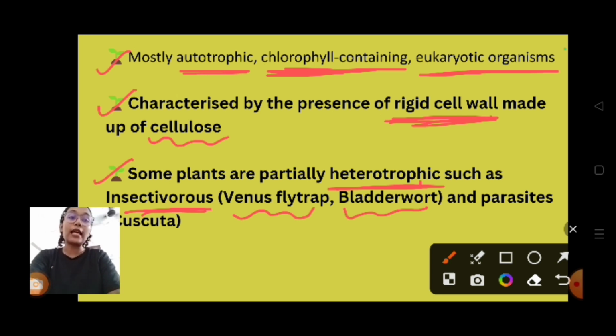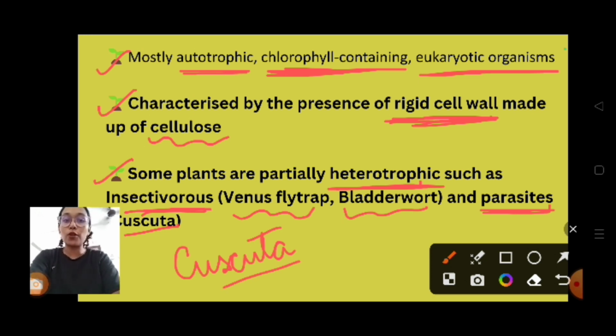Then the next is some plants can be parasitic also, that harm other plants. They take the nutrition of the other plant, like Cuscuta. They are parasitic plants, not autotrophic plants. Getting my point?